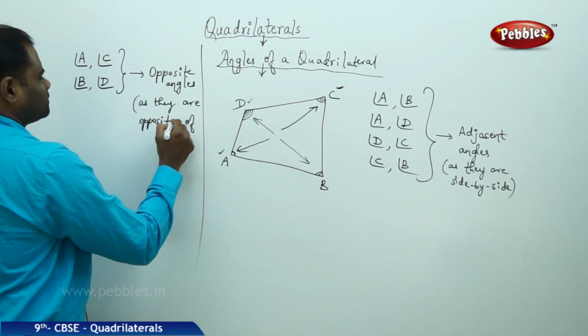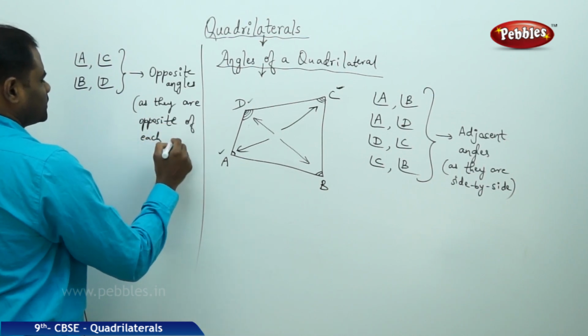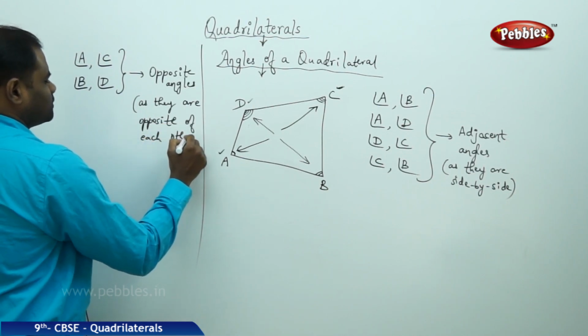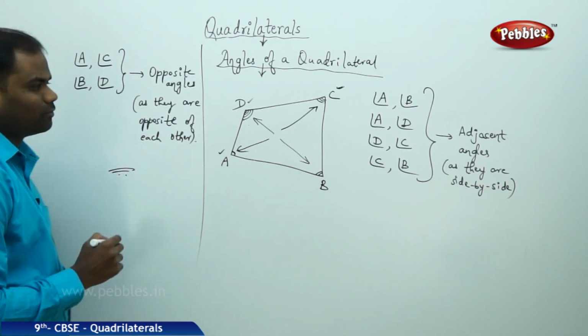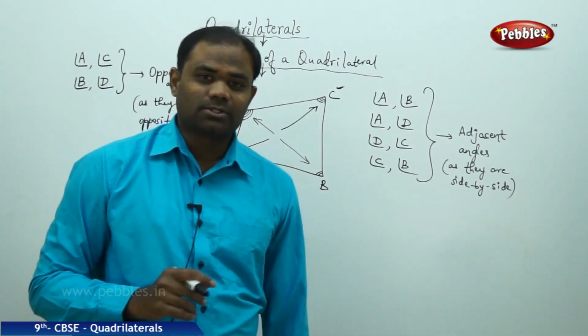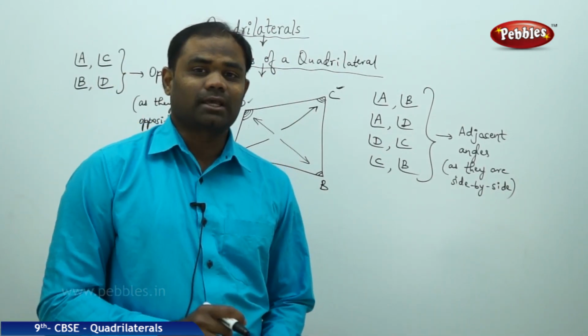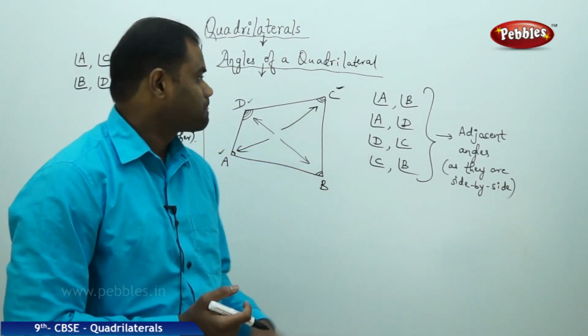opposite of each other. This is how we identify the opposite angles and the adjacent angles in a quadrilateral.